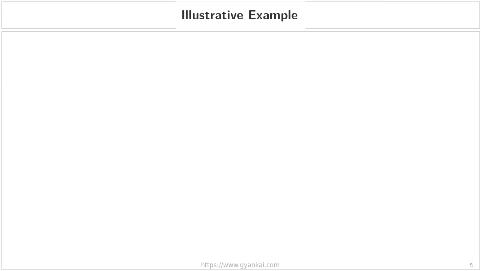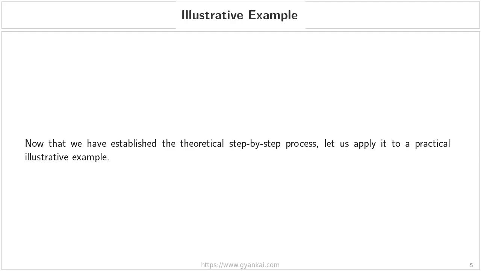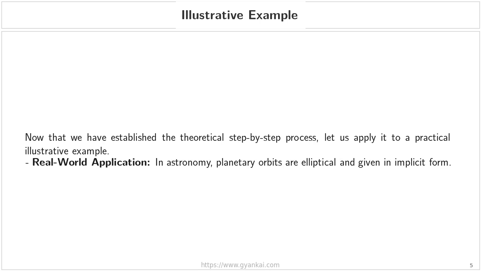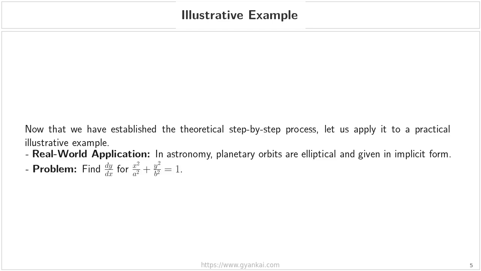Illustrative example. Now that we have established the theoretical step-by-step process, let us apply it to a practical illustrative example. To give you some real-world context, this method is highly relevant in astronomy, as planetary orbits are elliptical and are typically represented by implicit equations. Our specific problem is to find the derivative, dy by dx, for the equation x squared over a squared plus y squared over b squared equals 1.